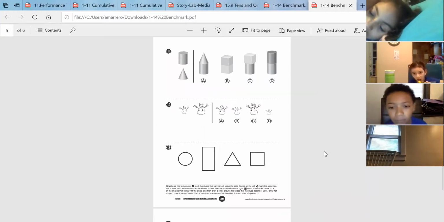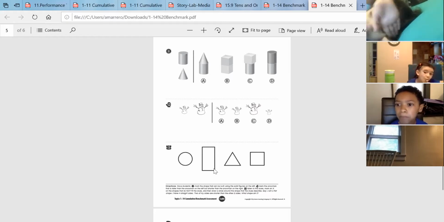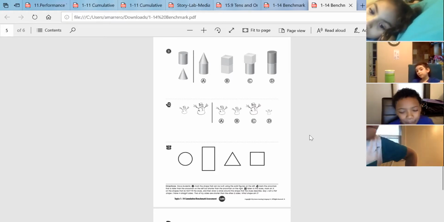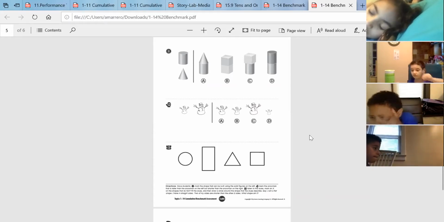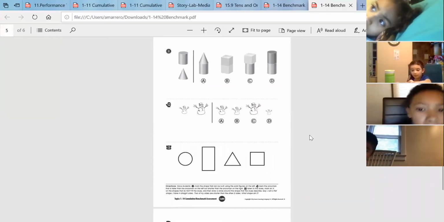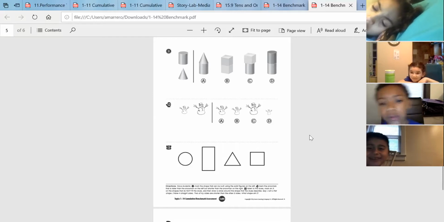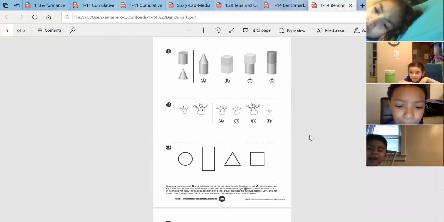So now we have 2 options left. We have the rectangle and the square. So here's the next part of the riddle. 2 of my sides are shorter than the other 2 sides. What shape am I? Who knows the answer to the riddle?